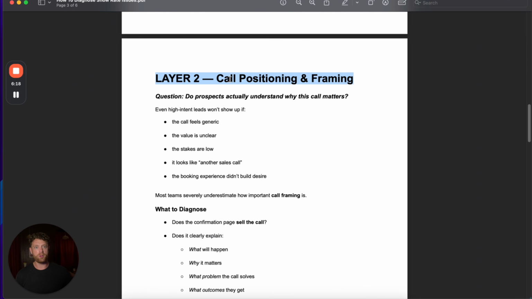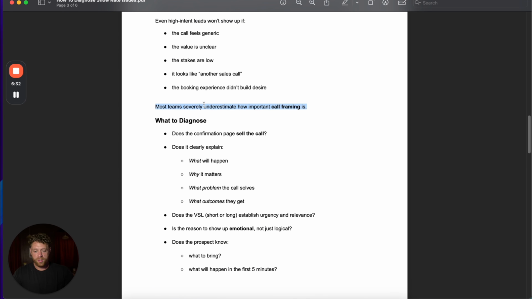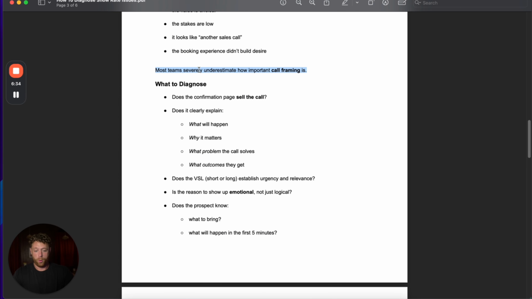If you try to fix a pre-call sequence, but they're already lost before they even booked a call or at the time of the booking, now you have to load all of this emotion into that pre-call. And it's so hard to do. It's not going to fix your problem. So most teams severely underestimate how important call framing is.